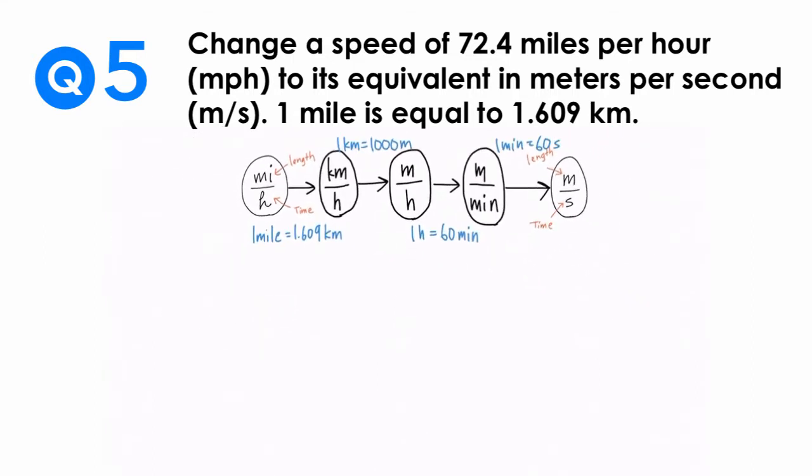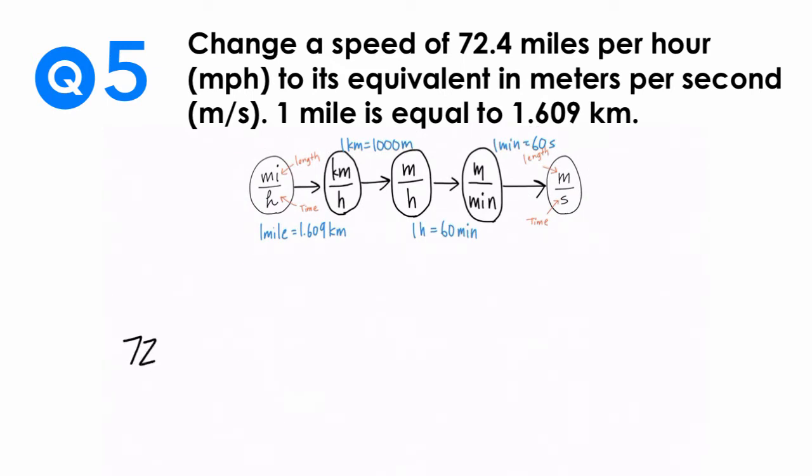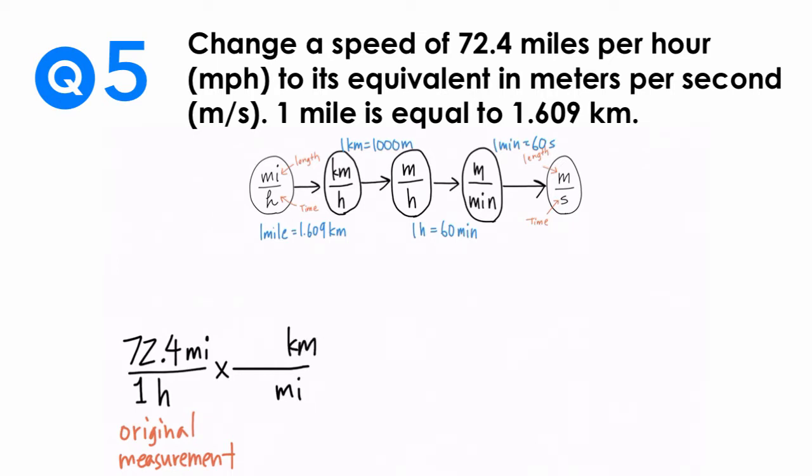Starting with the original value, 72.4 miles per hour. You know, this means that the original value is a fraction, 72.4 miles over 1 hour. To get rid of miles, we will use miles on the bottom and kilometers on the top, using this equivalence: 1 mile on the bottom and 1.609 kilometers on the top. The next step, let's get rid of kilometers. Now we have meters as the unit for length, and that's good.